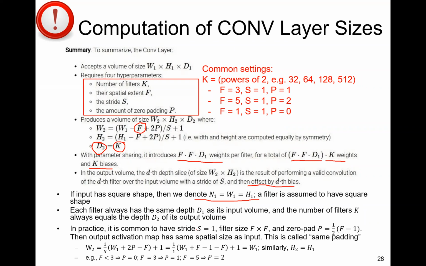It's common to have a stride of 1, filter size f by f, and zero padding of a particular size, because if you do this, you can work out the math and get the output width and height equal to the input. So the output activation map has the same spatial size as the input. It's called same padding. It's used very frequently, very commonly in deep learning. If f is 3, then padding is 1. If f is 5, padding is 2. For f less than 3, no padding.